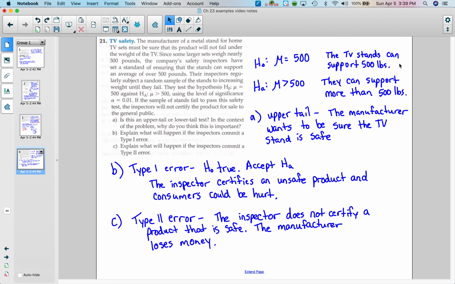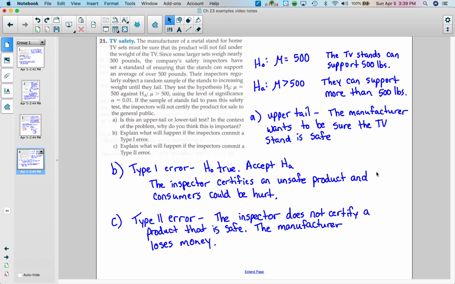So the null hypothesis would be to say that the TV stands can support 500 pounds. The alternative would be to say that they can support more than 500 pounds. And really embedded in the null is to say that it's 500 or less, but our alternative is that it can support more than 500 pounds. Is this an upper tail or lower tail test? In the context of the problem, why do you think this is important? Upper tail because the manufacturer wants to be sure the TV stand is safe.